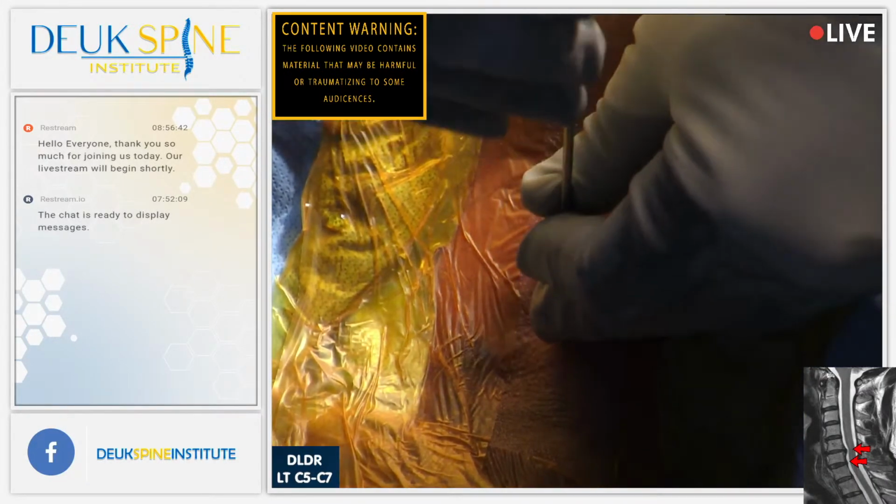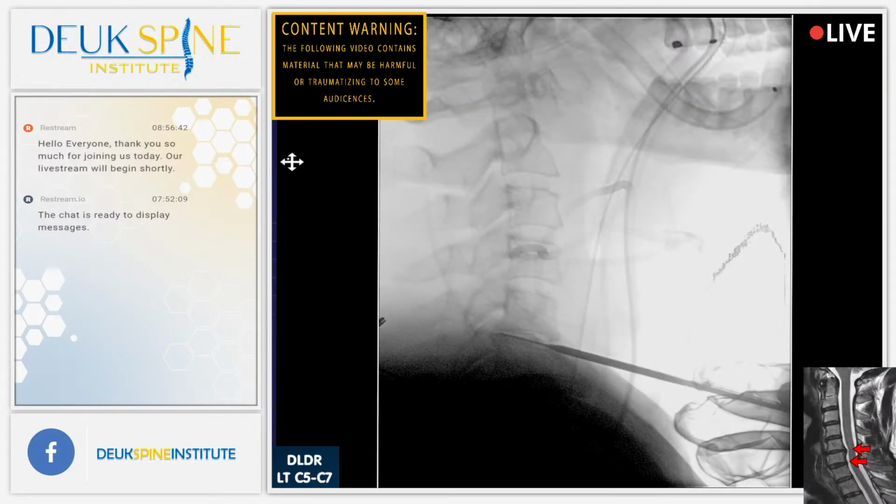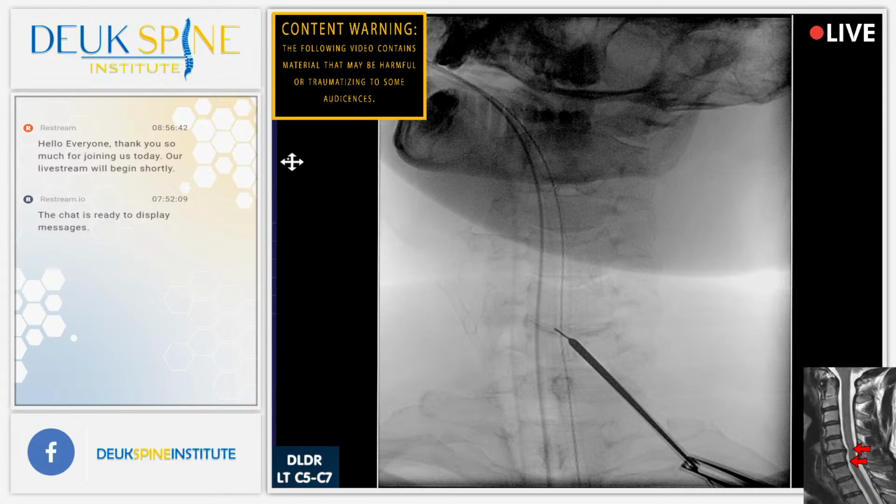All right, so I'm at the front of the disc. Let's get an AP view. I'm going to show you on the AP or anterior posterior view that we're in the middle of the spine. The way you know that is you line up the spinous process in the middle, and then you make sure your tip is in the middle. And there you go. Show us the spinous process.